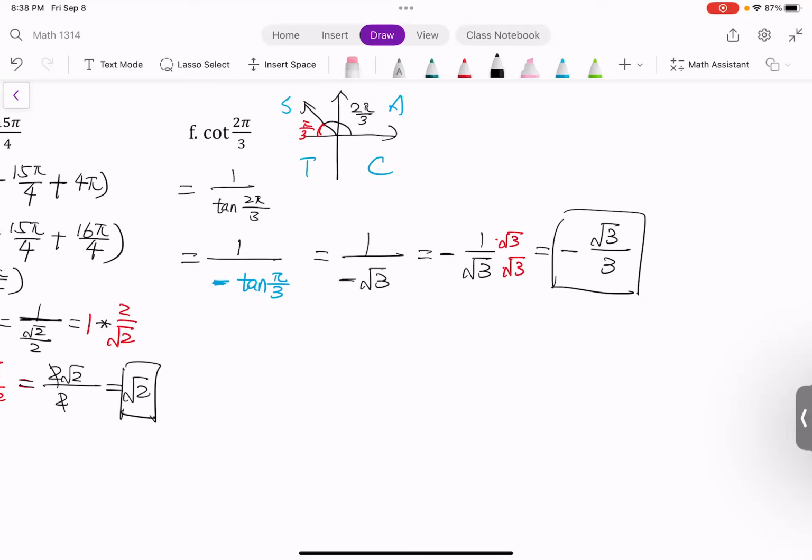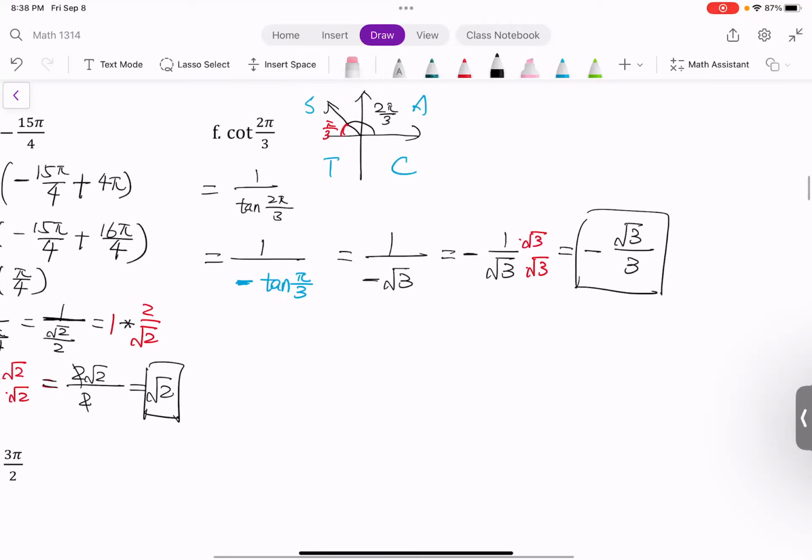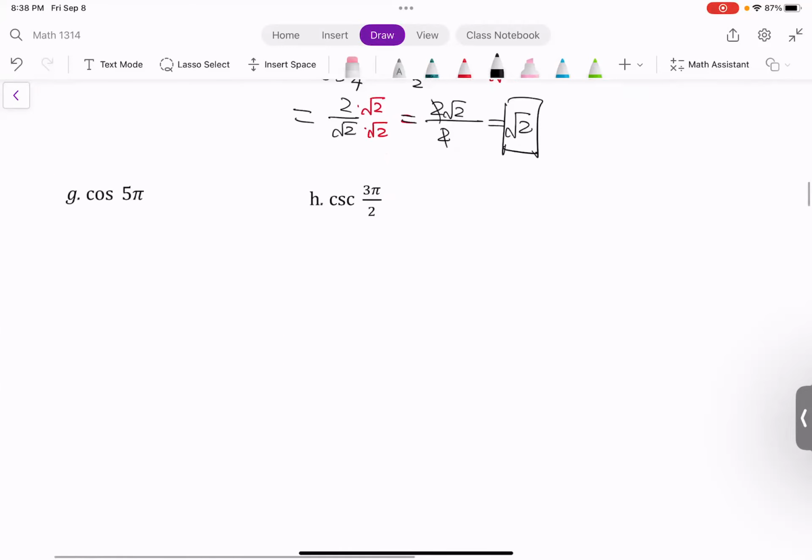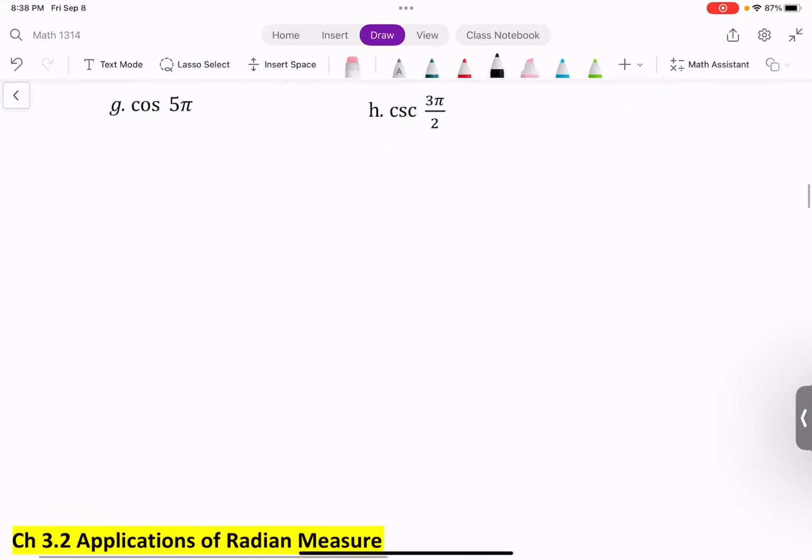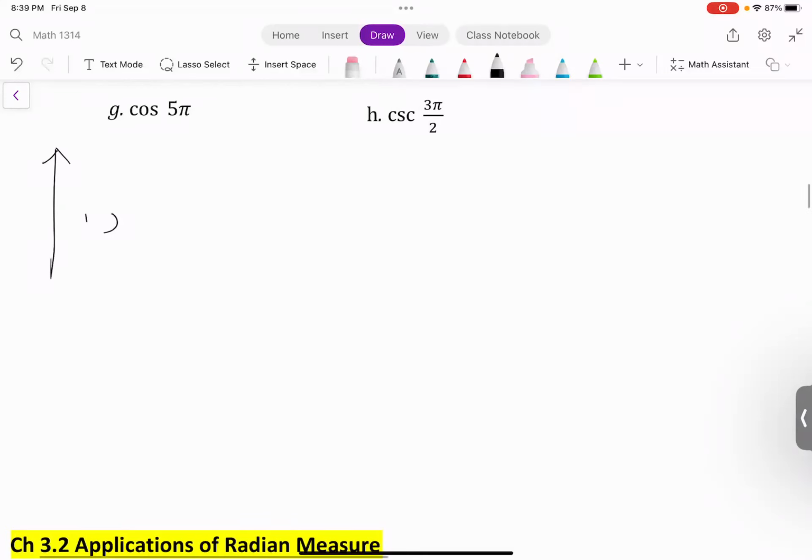Okay, we have a lot of methods to solve this one. Let's see the next 2 examples. Number G, cosine 5 pi. Where is the 5 pi? Every time I'm looking for the function's value, I need to find where the angle is. Let's find the angle. 1 full rotation is 2 pi. 2 full rotations, 4 pi. And then another half rotation, 5 pi. It is here. I rotate several times, and then I got my terminal side. My terminal side is here.